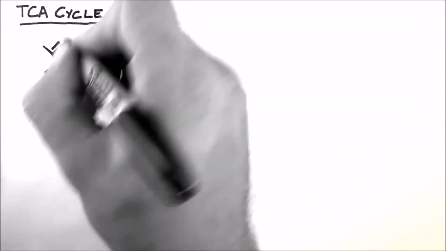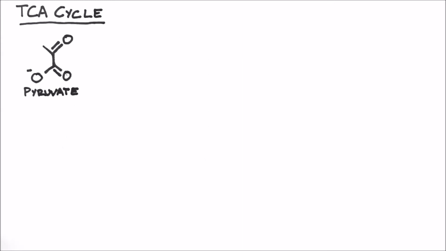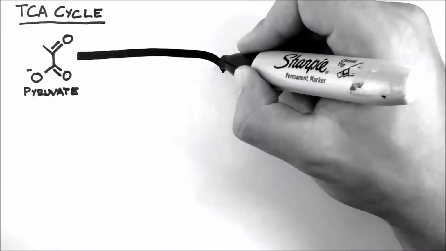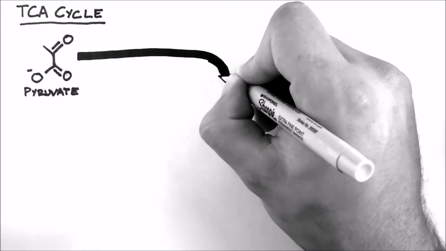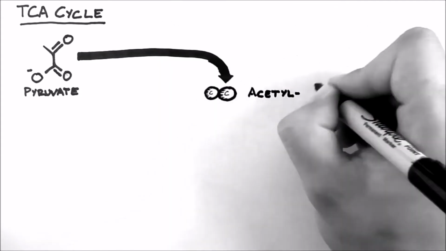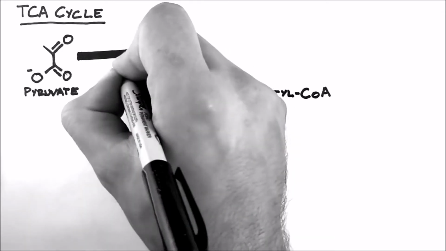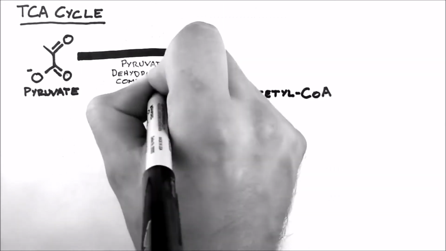The primary substrate for the TCA cycle is pyruvate. Fatty acids and amino acids can also be used, but we're not going to discuss them in this tutorial. Pyruvate is produced by glycolysis. And the first thing that happens to pyruvate is that it gets converted into acetyl coenzyme A, more commonly known as acetyl-CoA. This conversion happens via the action of three enzymes, collectively known as the pyruvate dehydrogenase complex.